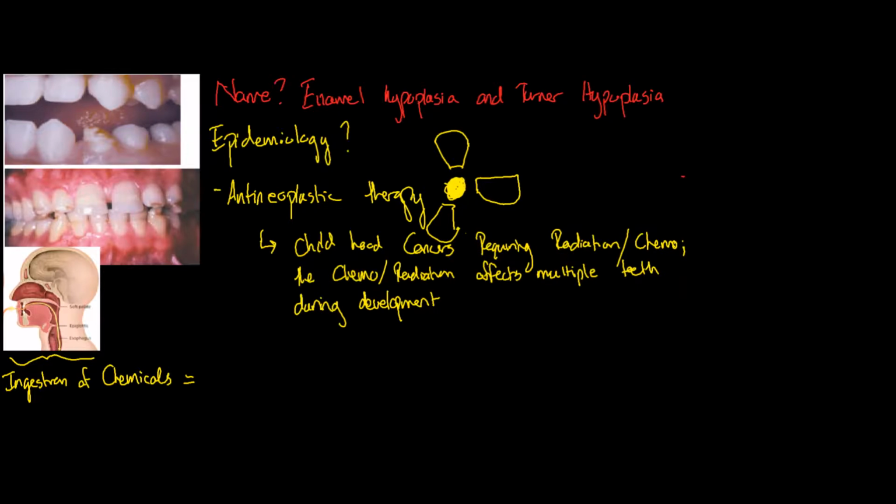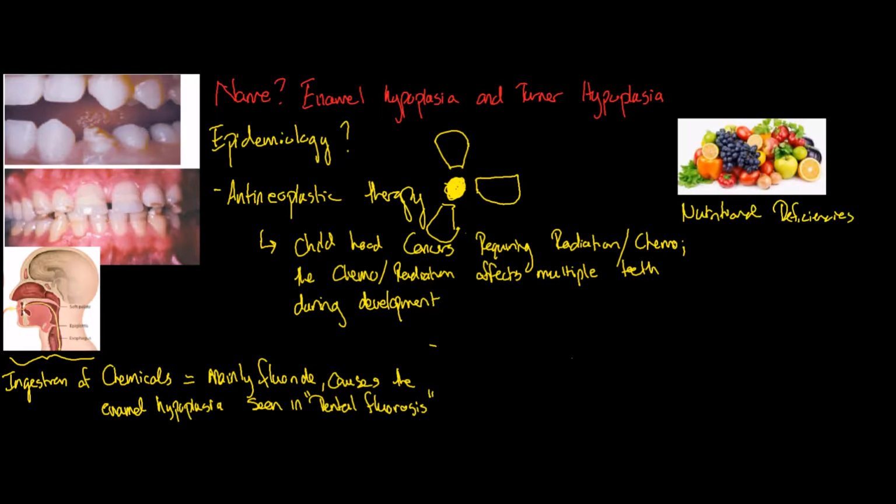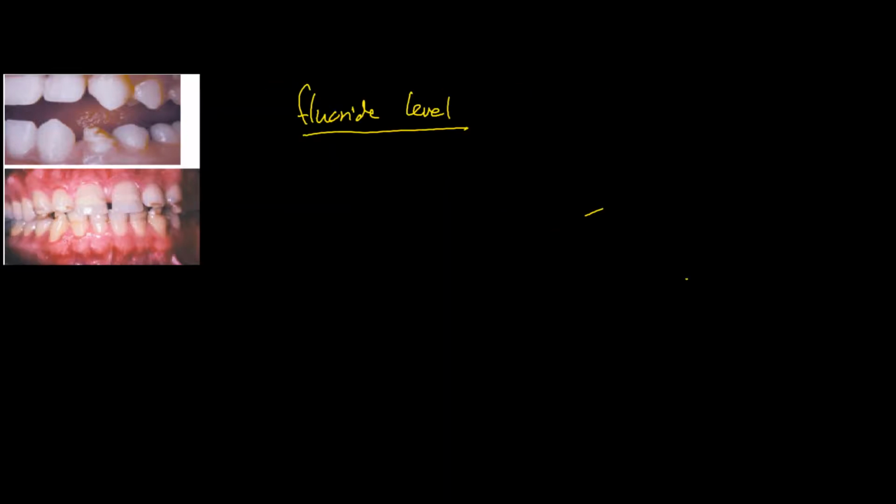The ingestion of chemicals such as fluoride can cause enamel hypoplasia, and this is seen in what is known as dental fluorosis. Nutritional deficiencies can lead to dental fluorosis. Let's talk about the fluoride level. And basically, too much fluoride can be bad for you.